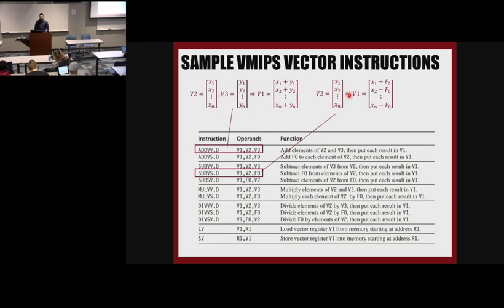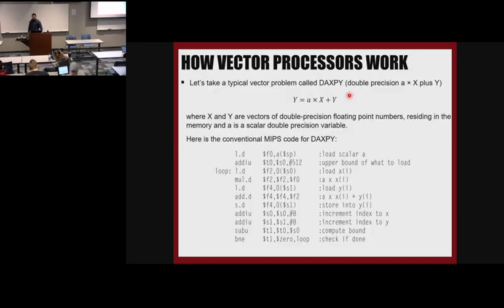This is a sample of the VMIPS vector instructions. So now let's have an example and see how vector operations actually help us accelerate the code. This is a well-known vector problem called DAXPY. It's a double precision A times X plus Y, like a multiply and accumulate operation. It happens a lot in machine learning. We are multiplying a number with input X, which is a vector, and then we have Y as another vector, and we store the result in Y.